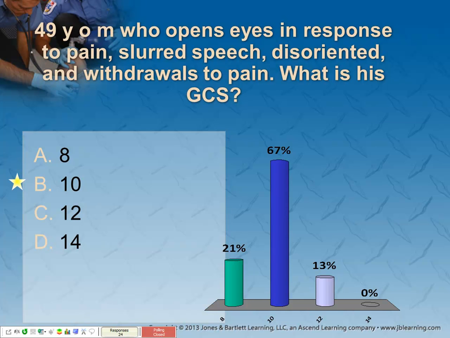Open to pain. Gets 2, opening to pain. What's he get for his verbal response? Incomprehensible. He should be a 4. He's disoriented, incomprehensible speech. Alright, withdraws to pain, motor skills. Oh wait, that was 4, yeah. And then 4 more makes 10. I can't count my hands today.